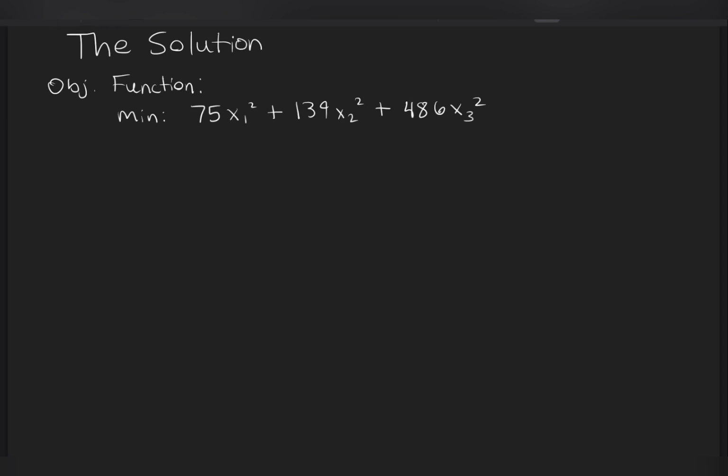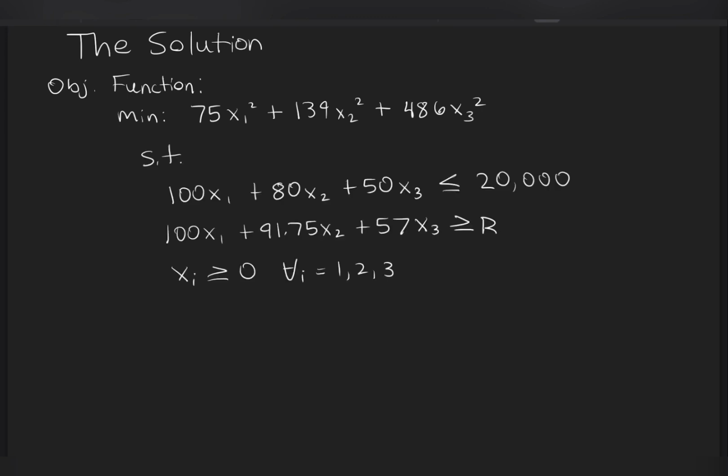So that's just a pattern you've got to know for portfolio optimization. Just square the number of stocks you buy, multiply it by the risk, and try to minimize all of those added up. Try to minimize that. Okay, so that's our objective function.